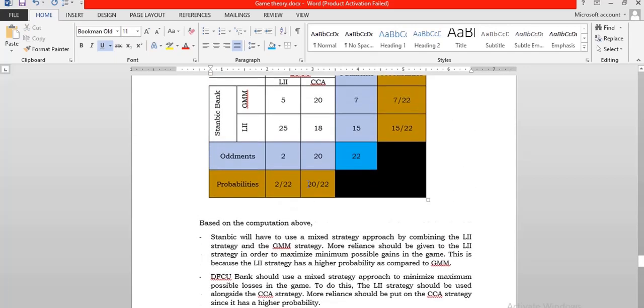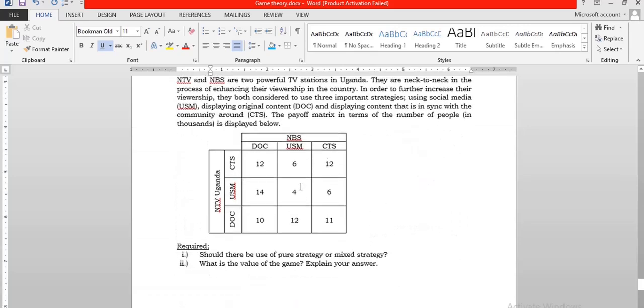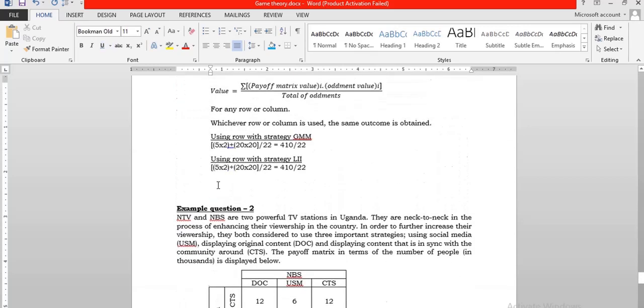For LII, we shall have 25 times 2 plus 18 times 20, divided by 22. 25 times 2 is 50, 18 times 20 is 360, and 360 plus 50 is again 410. So you can now try in your own free time to do the same computation using columns.